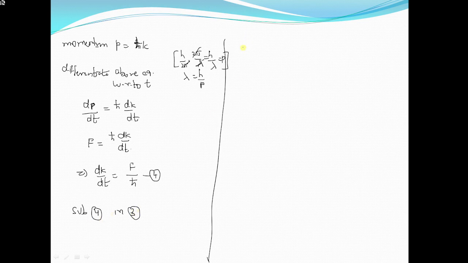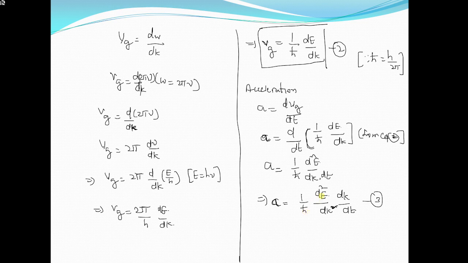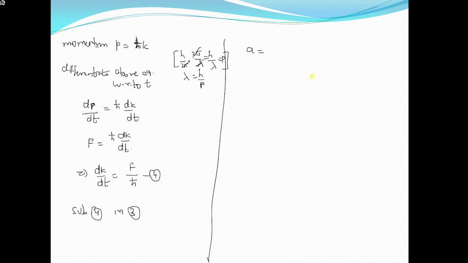We get acceleration A is equal to 1 by h cross d square E by dk square into dk by dt, which is f by h cross. So 1 by h cross d square E by dk square into f by h cross. So I can write acceleration A is equal to 1 by h cross square d square E by dk square into f.